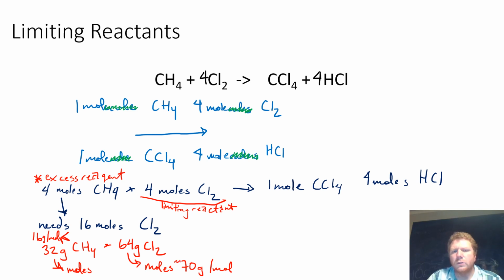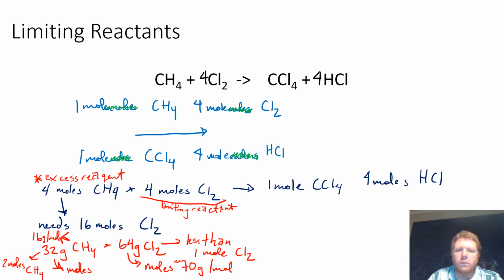So when we look at these two, 64 grams of Cl2 is a greater mass than 32 grams of CH4, but this is less than 1 mole of Cl2. Okay, so if you have less than 1 mole of Cl2, then you need a lot less than 1 mole of CH4. So 64 grams of Cl2 is less than 1 mole of Cl2. 32 grams of CH4 is 2 moles of CH4.